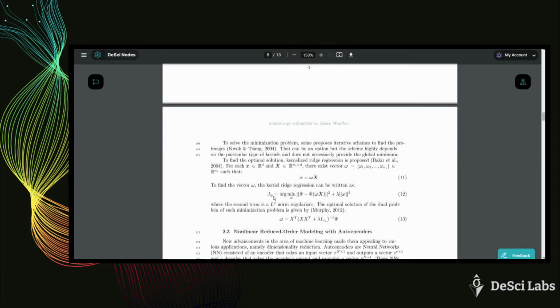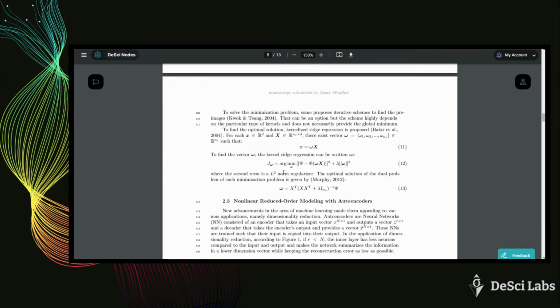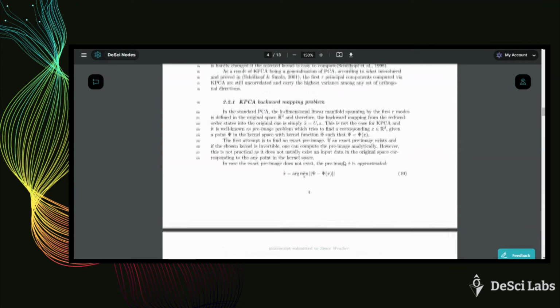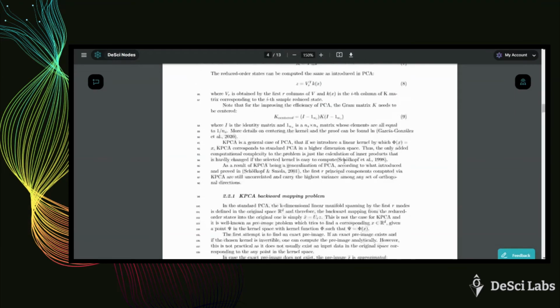Fortunately, this kernel ridge regression problem has an optimal solution, which is just described here. So in our method, when we want to come back to the original space, we need to solve this problem and then bring everything back from the reduced order space to the original space. That's the extra step we need to do, in comparison to PCA, to come back to the original space.